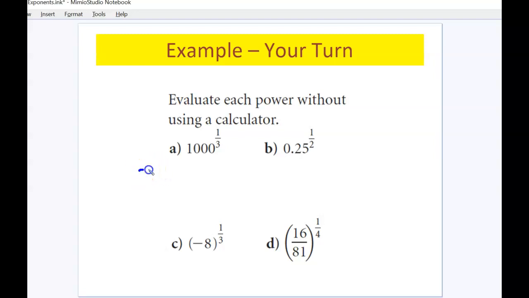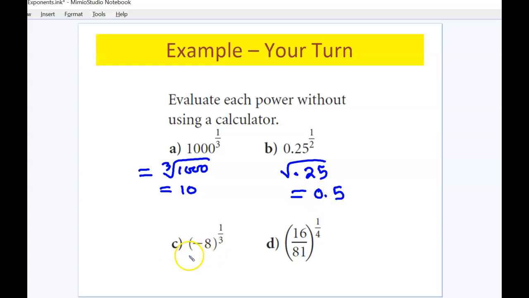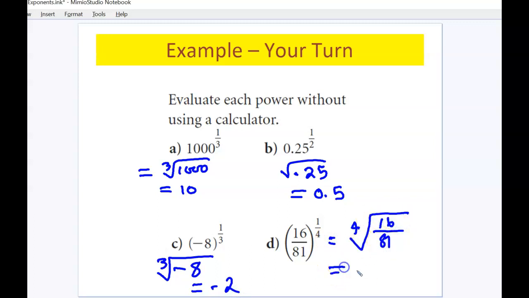Okay, in part A, I'm hoping you had a chance to try these. This really means the cube root of 1,000, which should be equal to 10. Part B, this really means the square root of 0.25, which should be equal to 0.5. Part C, this really means the cube root of negative 8, which equals negative 2. And in part D, this equals the fourth root of 16 over 81. Well, the fourth root of 16 is 2, and the fourth root of 81 is 3, so that answer would be 2/3.